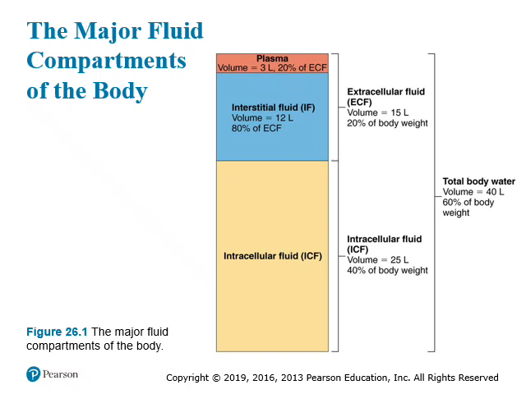The plasma is roughly about 3 liters, and the interstitial fluid is about 12 liters in spaces between cells. Also considered part of the interstitial fluid are the lymph, the cerebrospinal fluid, and humors of the eye, the synovial fluid, the serous fluid, and the gastrointestinal secretions.